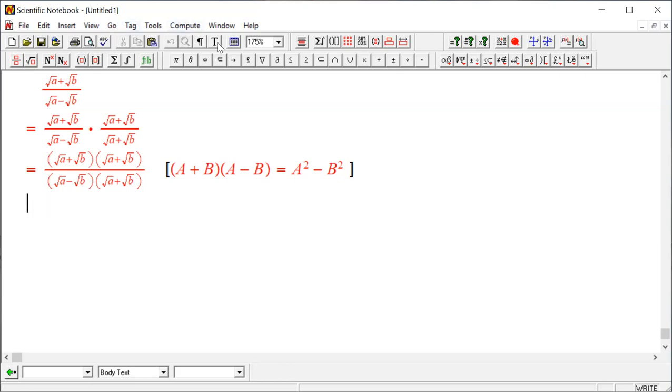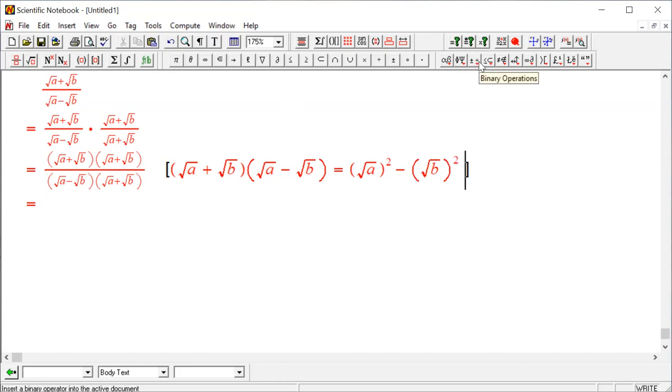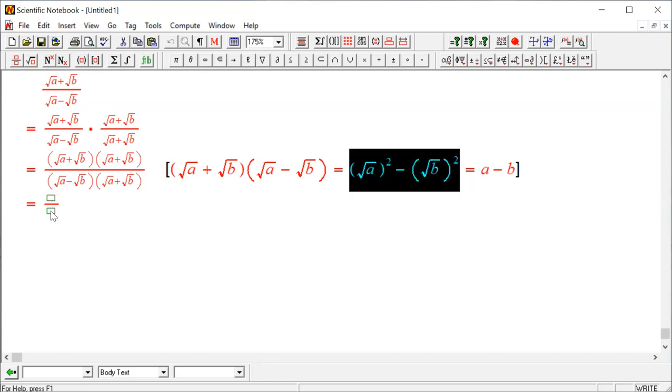All right, so in that regard, our capital A is root A, and our capital B is root B. As a result, it's going to equal A minus B. So the radicals are gotten rid of, and the denominator no longer has the radicals.